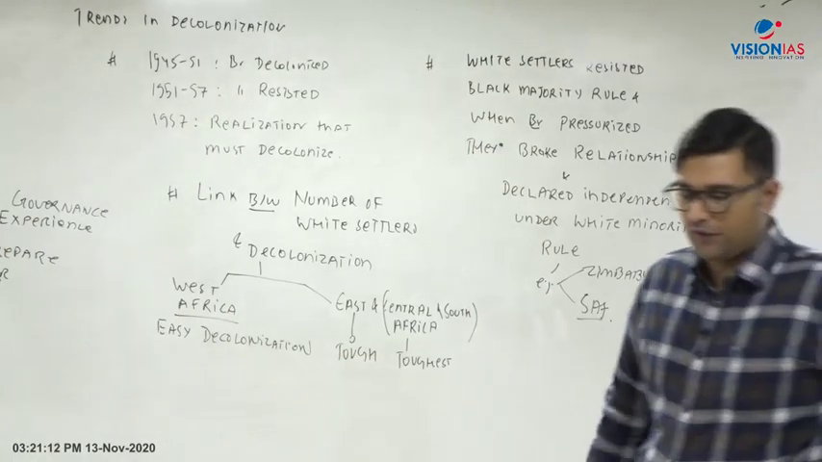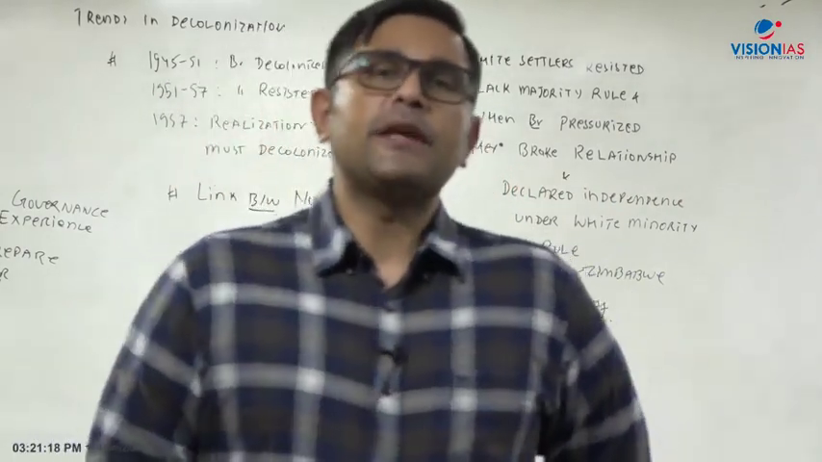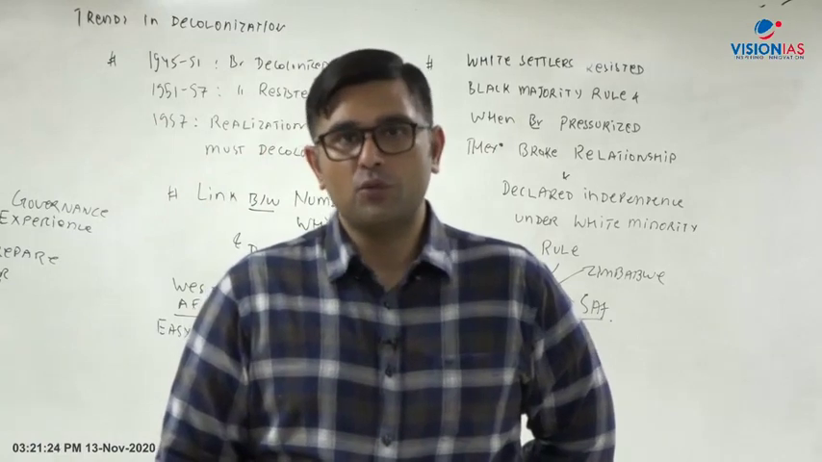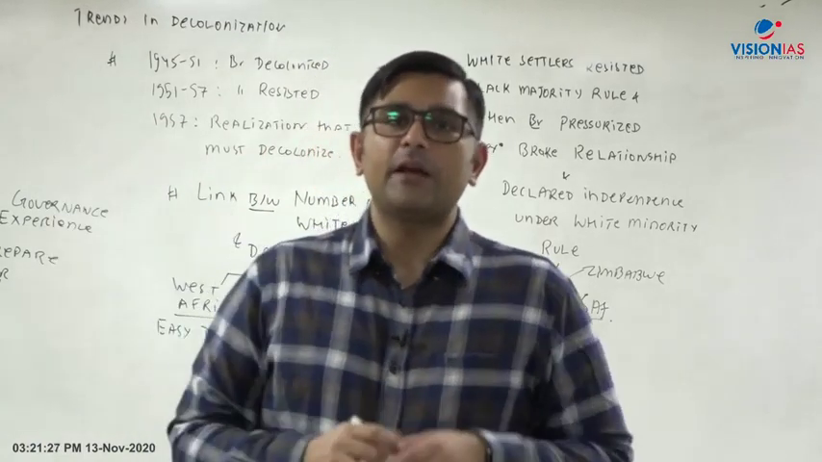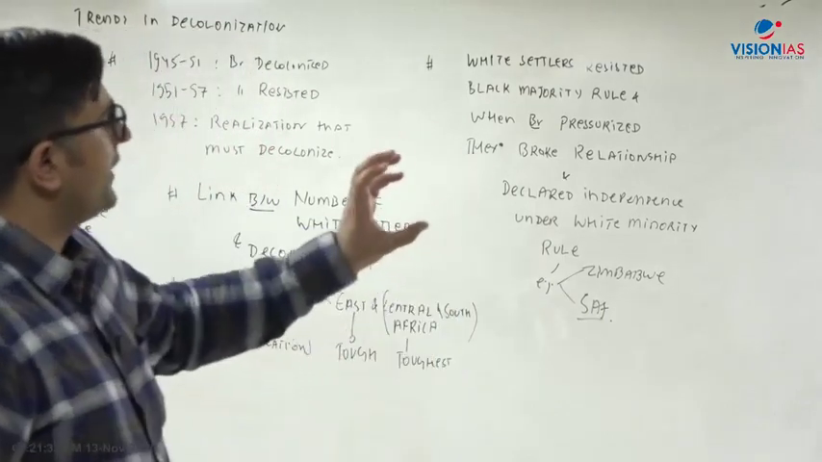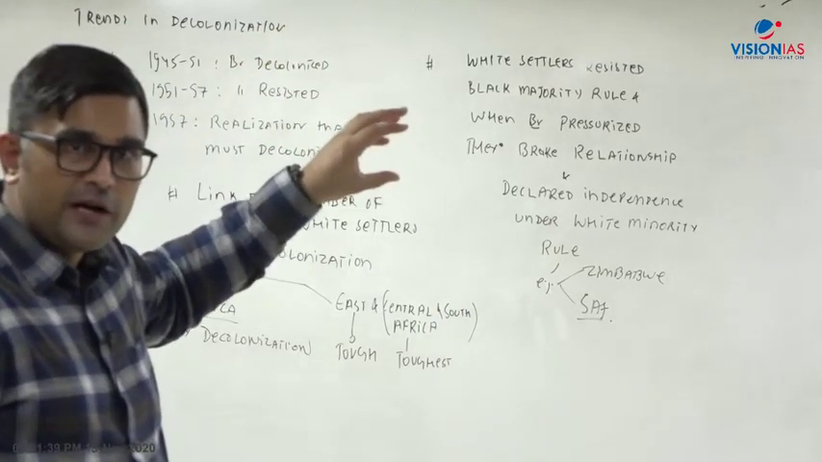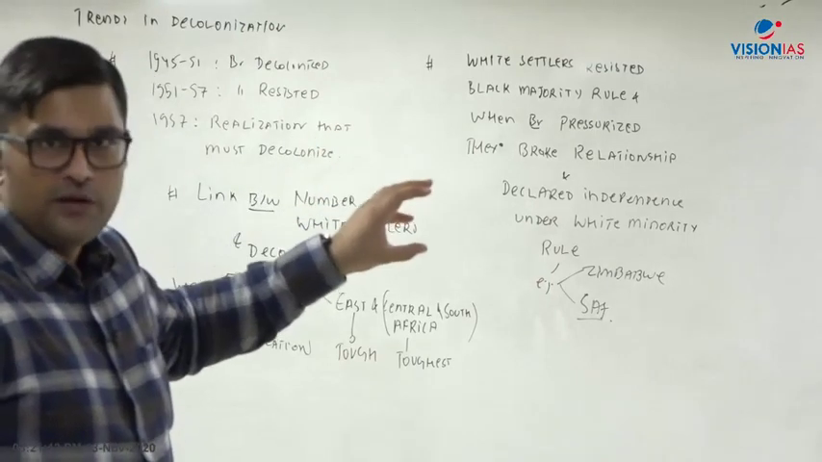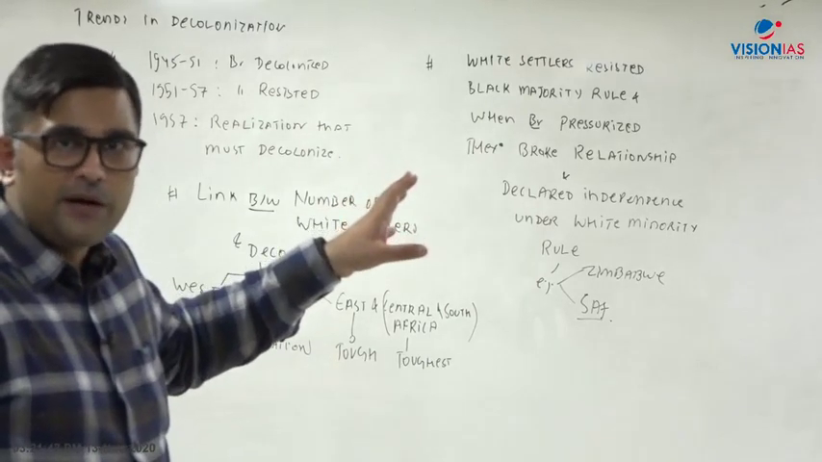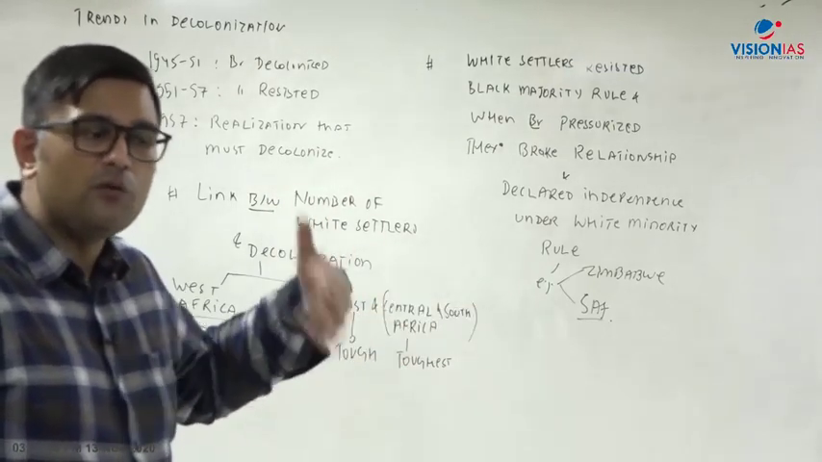Another trend was there. What was the trend? Decolonization in those areas where white settlers were there became easy when the neighboring countries came under black majority rule. Why? Because now the neighboring countries can provide safe havens to the guerrillas. So, South Africa is here, and Namibia is next to it, and above Namibia is Angola. When Angola became independent from the Portuguese in 1975, this gave a boost to the independence struggle of Namibia from South Africa. When Namibia finally becomes independent, the chances of black majority rule for the black people of South Africa further increase.